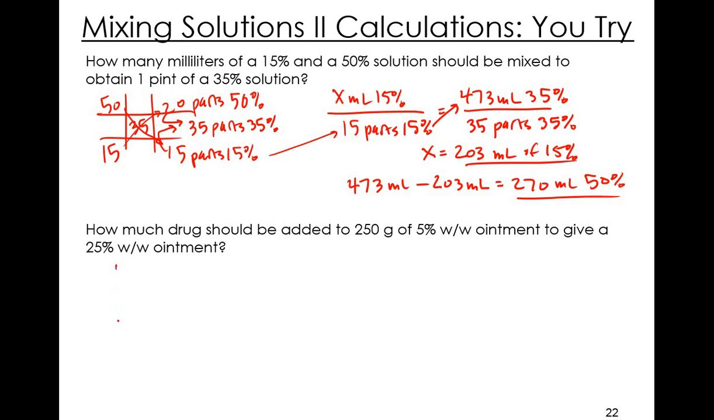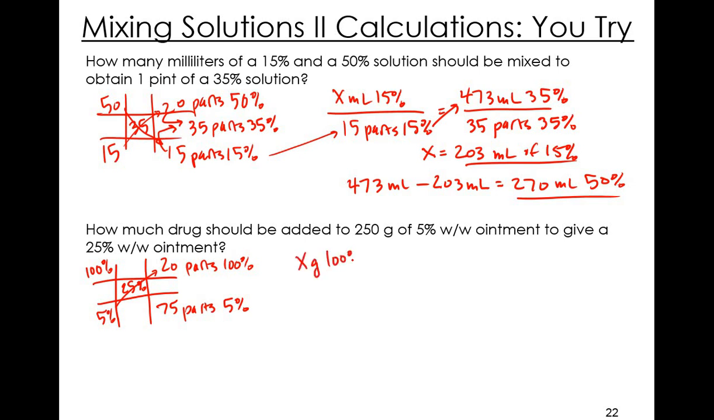Fortification problem. Center square, the desired concentration is 25%. We're going to be adding drug, 100%, so that goes in the upper left, and then the smaller concentration goes in the bottom left. Crisscross tells us we have 20 parts, 100%, 75 parts, 5%. And we want to know the amount of drug, so we want how many grams of 100%.